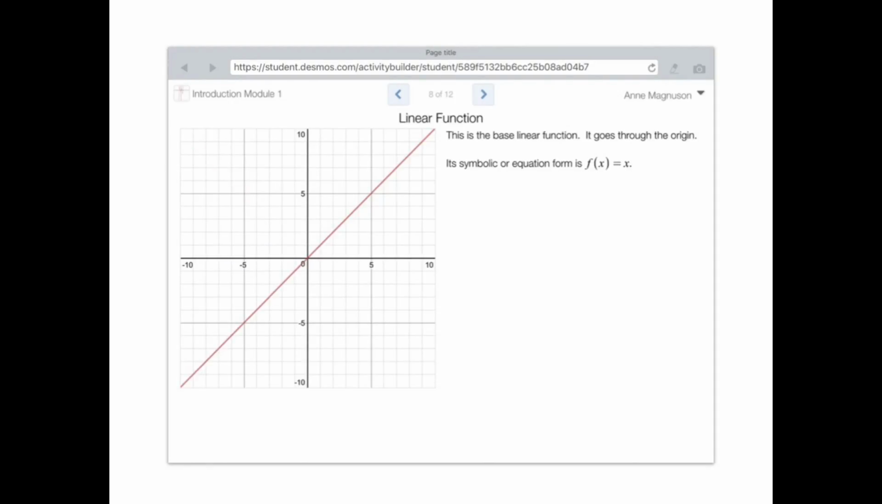This is the base linear function. It goes through the origin. Its symbolic or equation form is f of x equals x. This is the base natural logarithmic function. Its symbolic equation form is f of x equals ln of x. Notice how its graph skims along the y-axis.